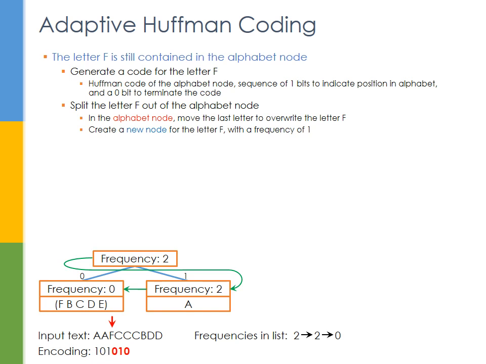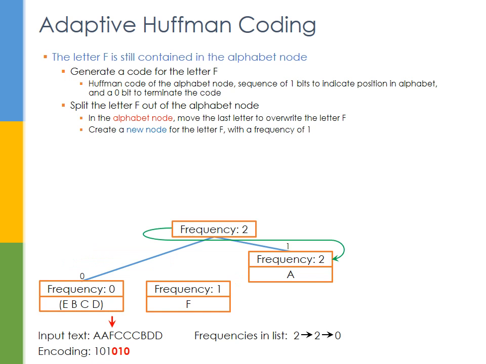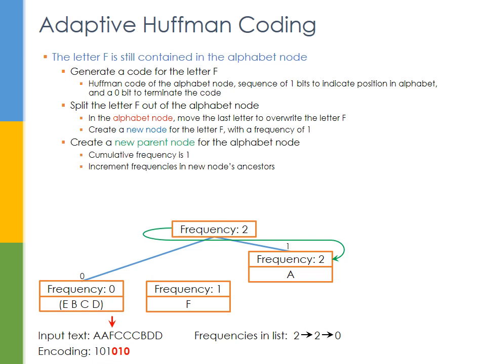First of all, we need to process the alphabet in the alphabet node. We do this by taking the last letter in the alphabet, which is E, and we move that to overwrite the letter F and extract the letter F and then create a new node for it. So there we have overwritten F with the letter E, and then we create a new node for the letter F, and the frequency for that node is 1 because we've only encountered F once so far during our encoding process.